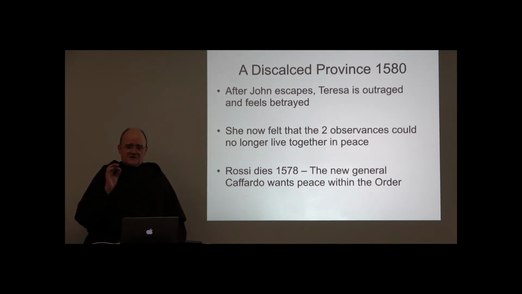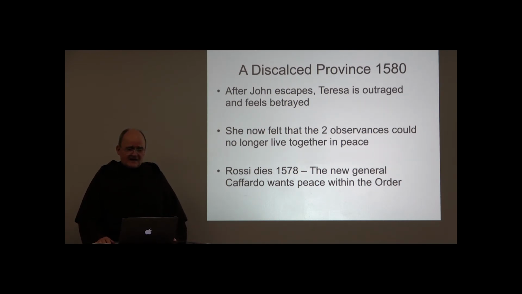At this point, Teresa concludes that with these two very separate observances of one Carmelite rule, the animosity had gotten so bad that she didn't see any realistic way that the two observances could live in peace. So Teresa begins to warm up to the idea of, again, separating the Discalced communities into another province, this time doing it legally with the permission of the general and the curia.